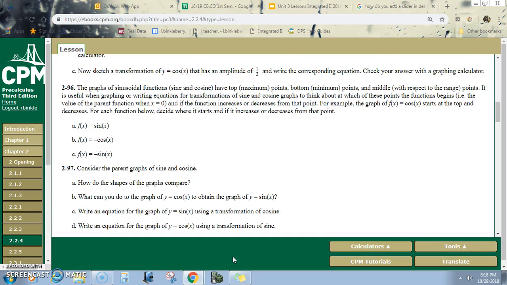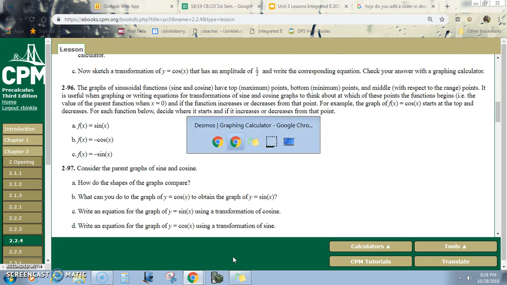All right, question 2-96. The graphs of sinusoidal functions, sine and cosine, have top maximum points and bottom minimum points in the middle. What are we trying to do here? For each function below, decide where it starts and if it increases or decreases from that point. So let's go back to our Desmos, and we just want to look at the sine of x.